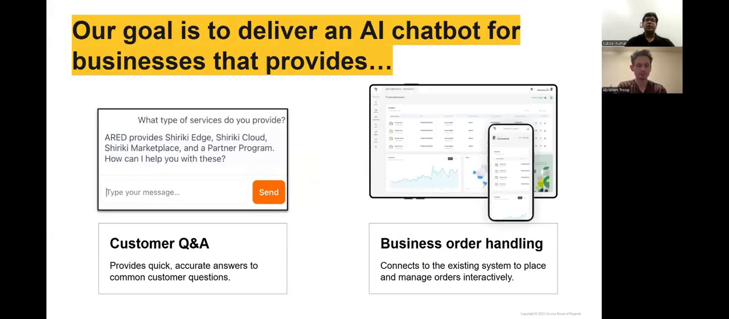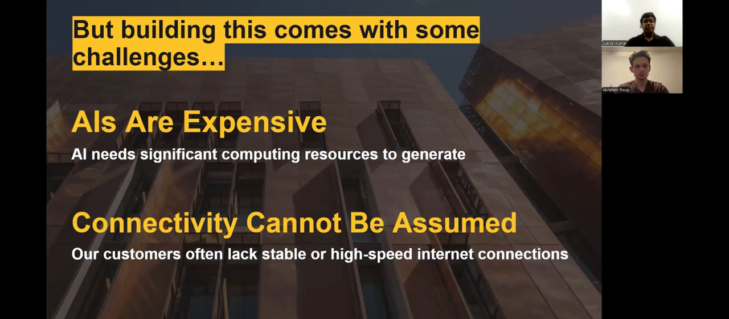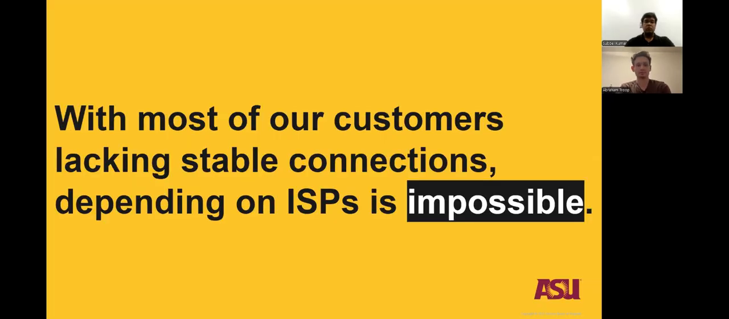Our goal is to deliver an AI chatbot for businesses, which provides customer Q&A to provide quick and accurate answers, and business order handling, which connects to the existing system that ARED has established and places and manages orders interactively. Some challenges that we face are that AI is expensive and takes a lot of computational power, so we have to figure out how we can limit that. It also usually requires the internet to connect to some kind of backend, so we need to figure out how we can use this with none or limited internet.